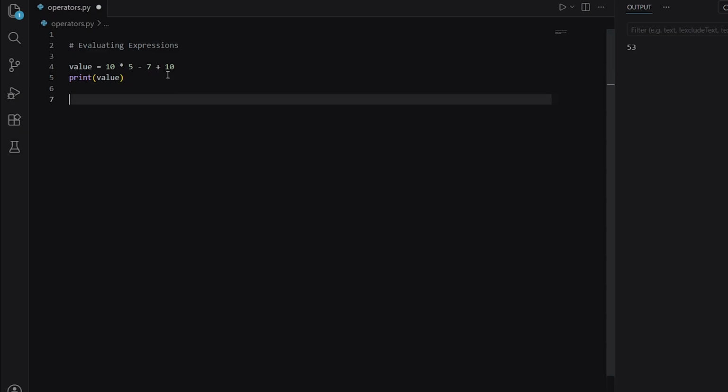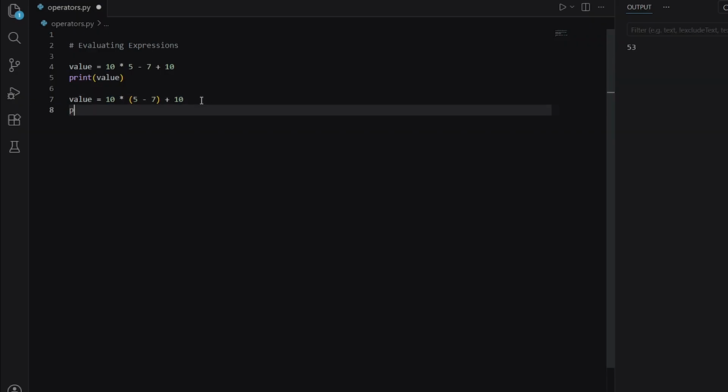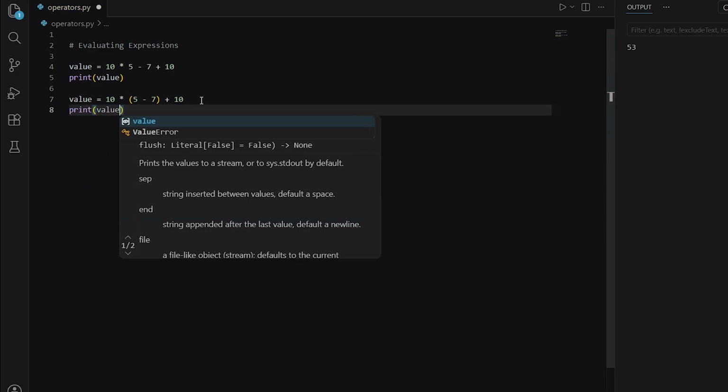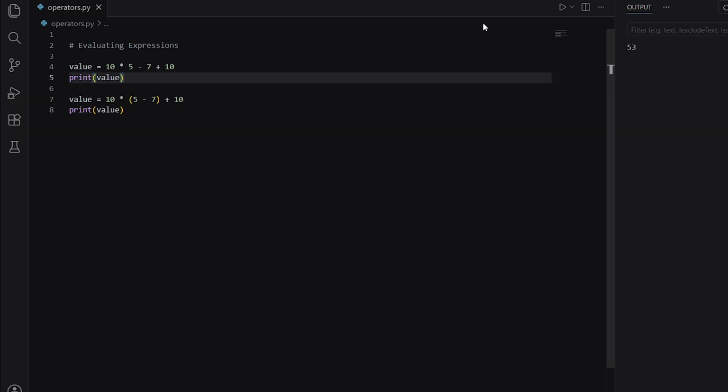Now let's have value is equal to, let me copy the expression and paste it here. This time around, I'm going to be wrapping 5 minus 7 inside of a parenthesis. So I have an opening parenthesis and a closing parenthesis. So let me print out the value again. This time around, we'll have our value to be minus 10.